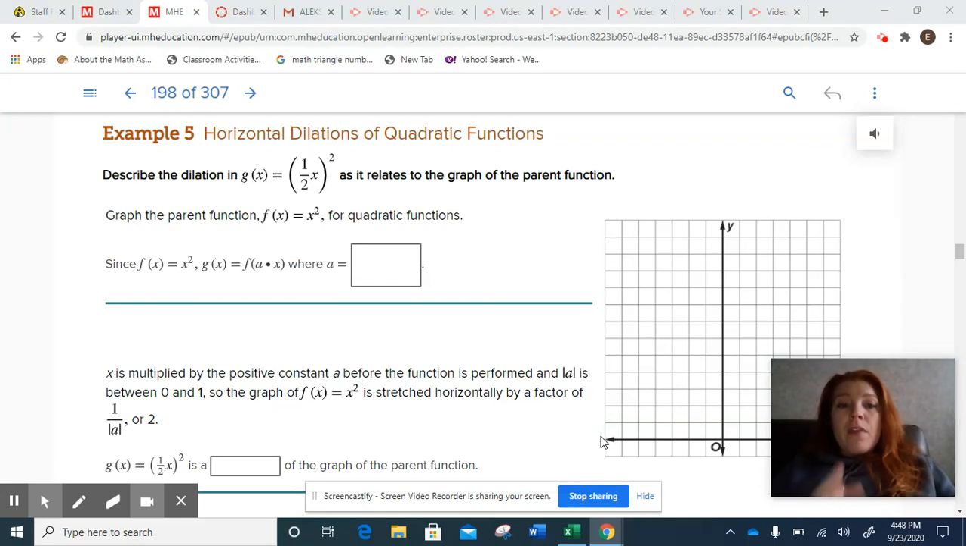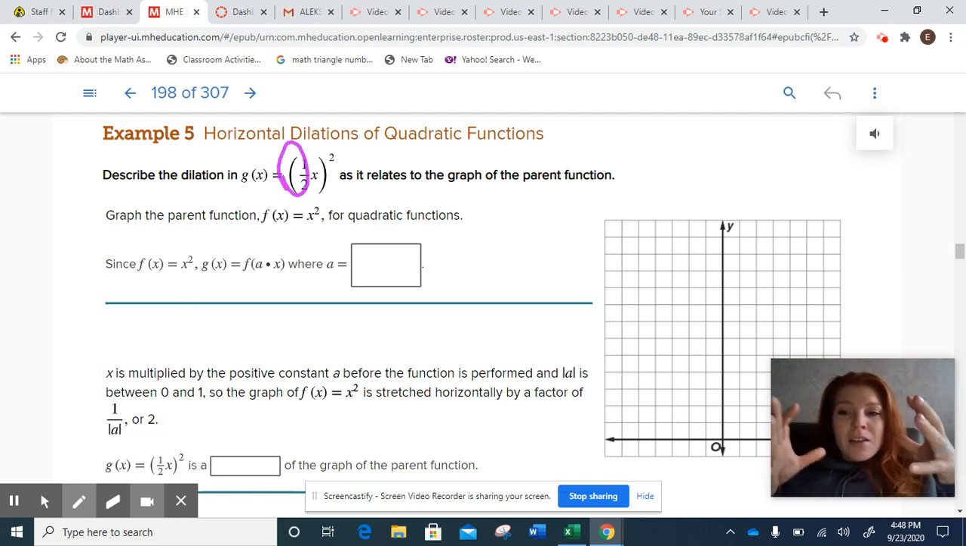All right, we're on example 5, which is a horizontal dilation. You can tell that it's a horizontal dilation if we're looking at this 1/2 and it's inside the parentheses on the x. Okay, so I know that vertical ones happen on either the outside of the parentheses or with no parentheses or something blocking it. And this one, our horizontal one, is happening on the inside of the parentheses, right directly on the x with the squared on the outside. So I know that horizontally it's going to get flatter.